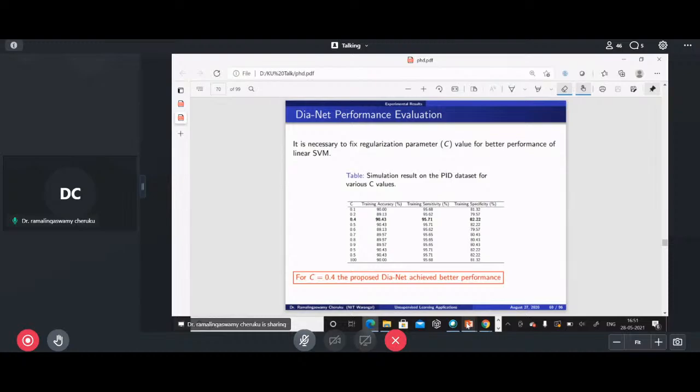Praveen Kumar, I answered your query, I think. If not satisfied, you can. Praveen, are you there? Test link, what is this test link?